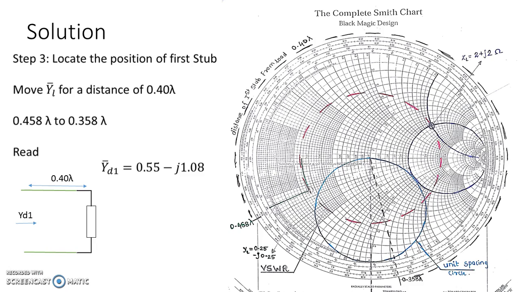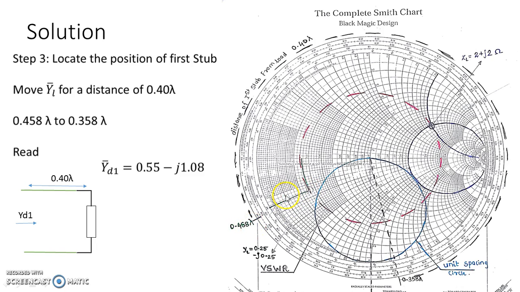Once you have drawn the spacing circle, the next part is to find the value of yd1. As you can see from this figure, we have a load, and from the load, if I move 0.40 lambda, then I will reach the yd1 value. To reach the yd1 value, I need to move 0.40 lambda on a transmission line. Moving on a transmission line is equivalent to moving on a VSWR circle. So this was my load, that is my YL, which is located at 0.458 lambda.